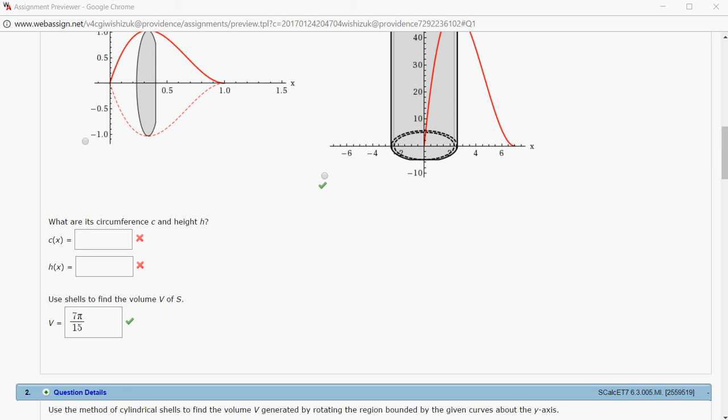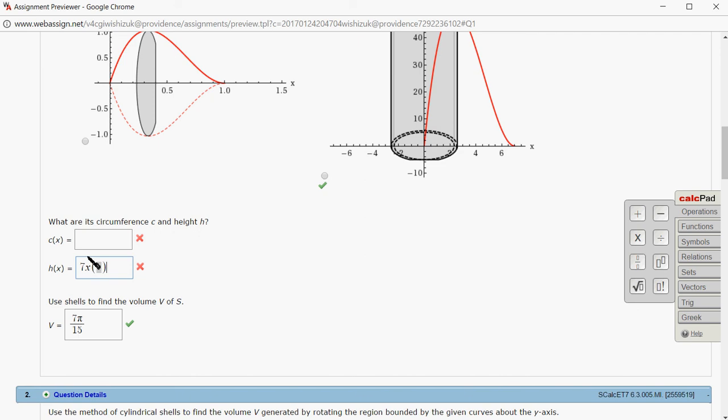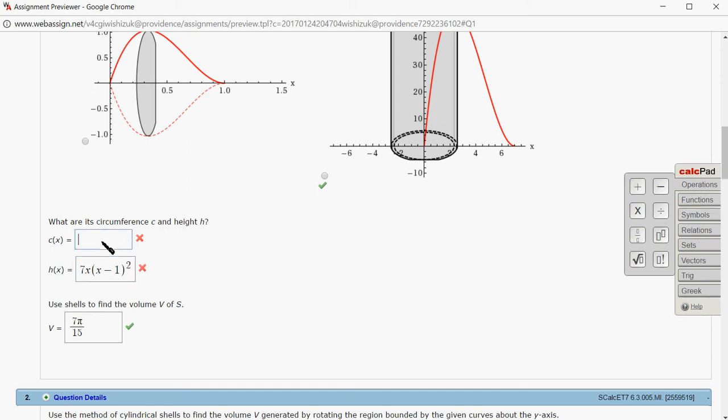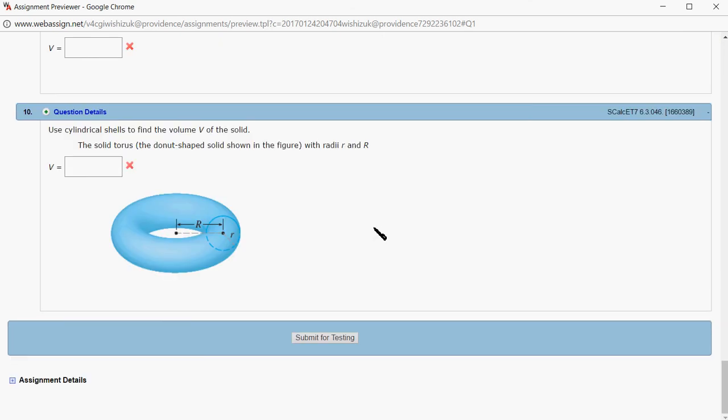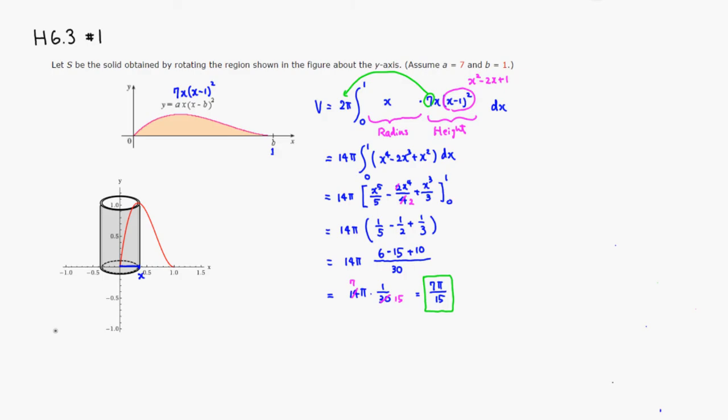So the height function is just the given function, so you have 7x times (x minus 1) squared. And the circumference function is going to be 2 pi r. So you have 2 pi, and r was x, so it's 2 pi x. Let's check the answer. Submit for testing. It came back and it looks like we got all these correctly. That's it. I hope that this was clear.